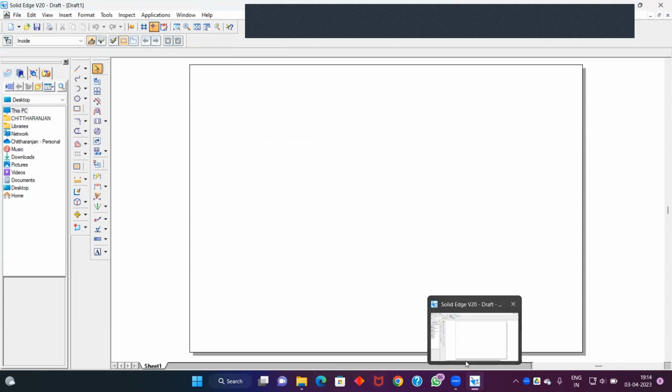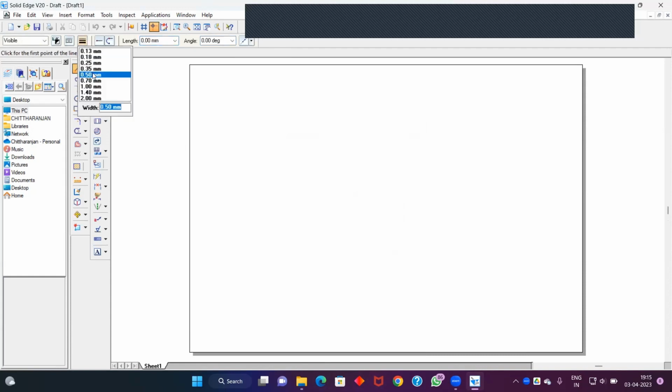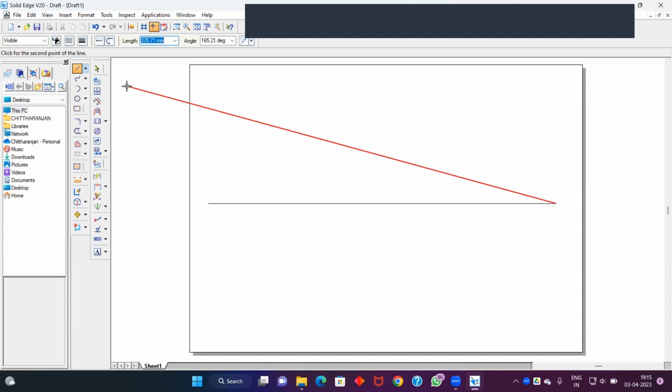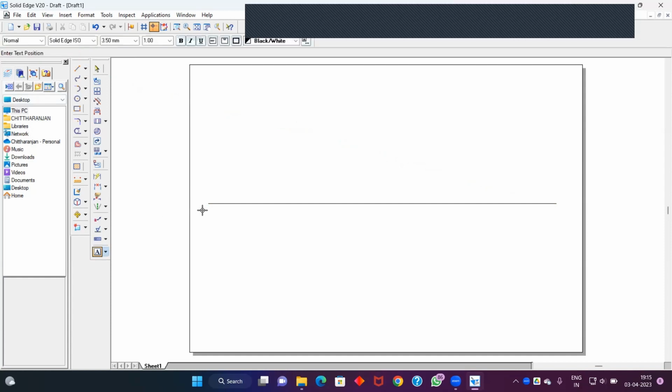So we have the question of a cone with a 60 base diameter and 70 mm height. I'm making a line of thickness 0.35 mm, and it should be a continuous line. Right click. Now give axis fonts. It is X, and it should be 5 mm.